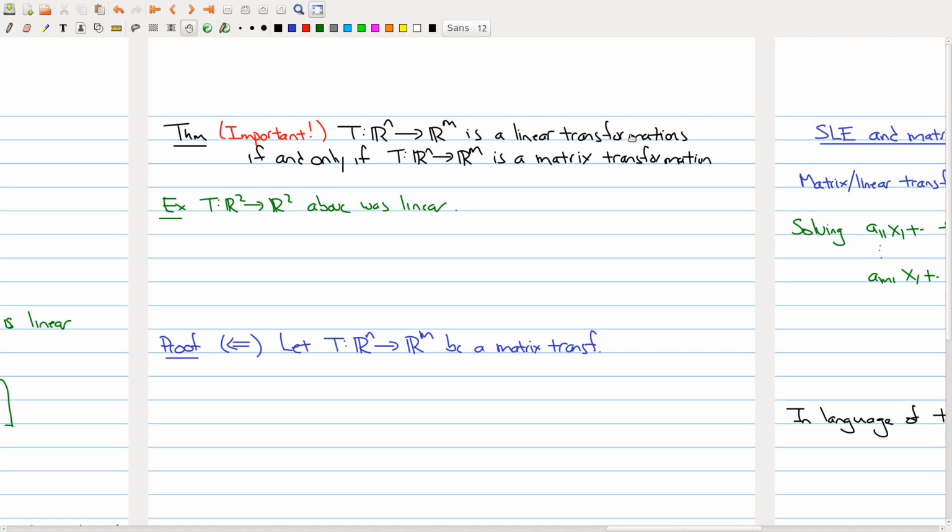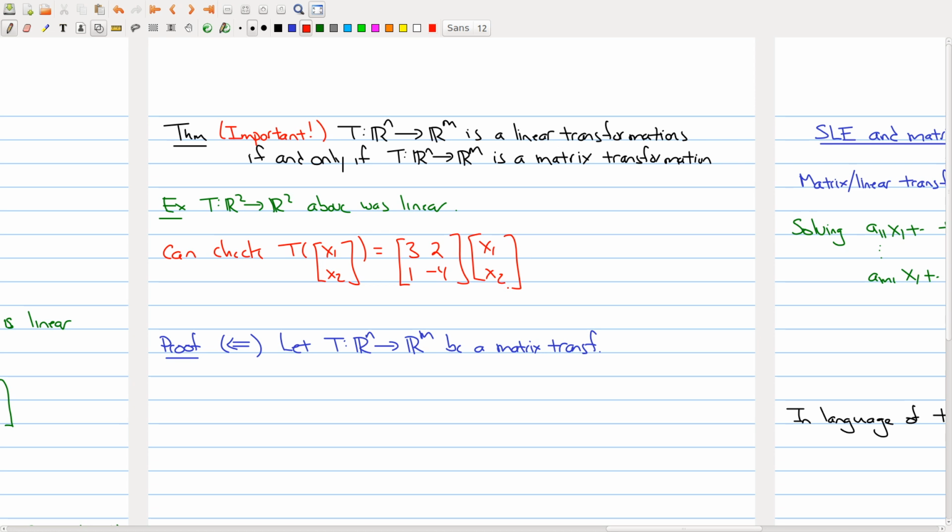So the above example on the previous page was a linear transformation, as we proved. So the theorem says that we should also be able to write it as a matrix transformation. And you can do that. You can check, I'll let you do that on your own. You can check that this transformation is the exact same thing as multiplying the matrix 3, 2, 1, minus 4 by the vector x1, x2.